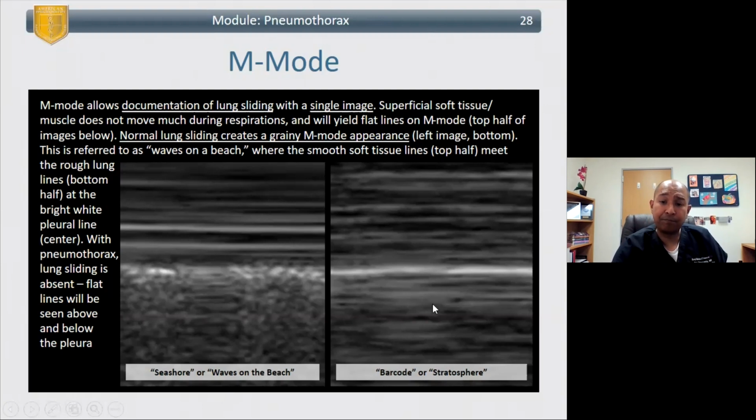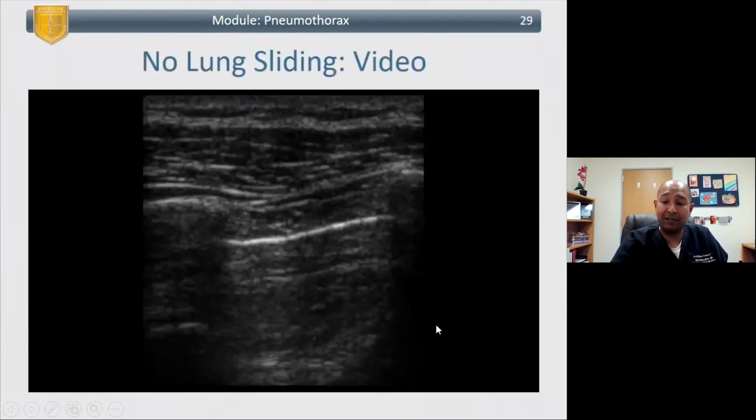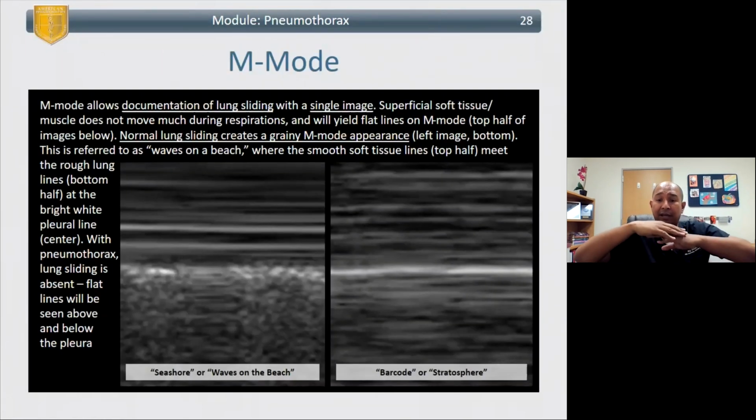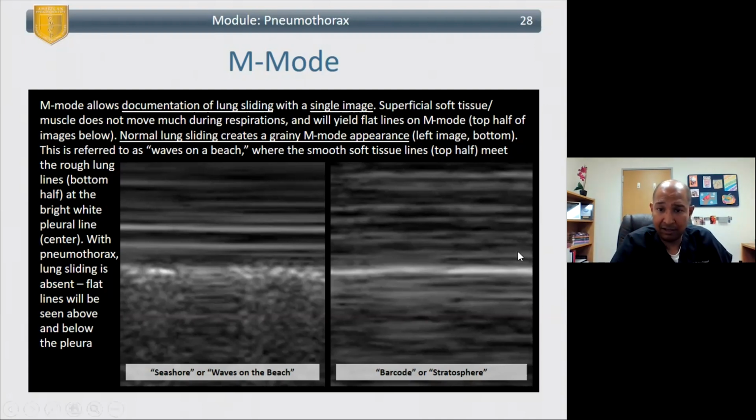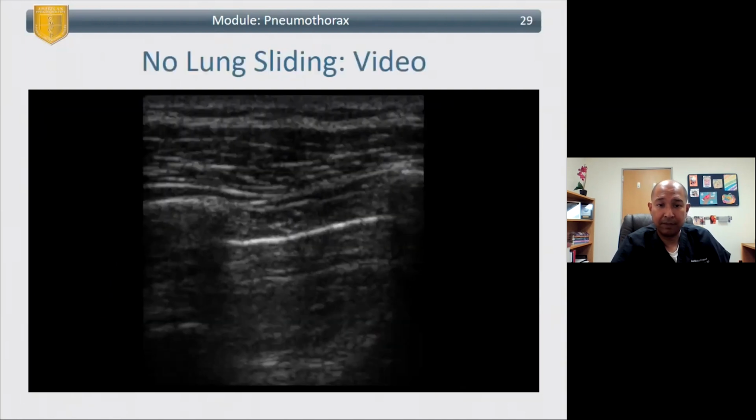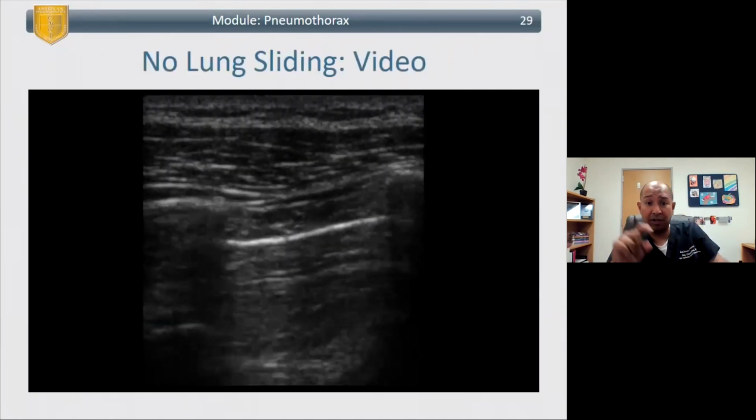Now here, where my pleura should be, what happens? That patient has a pneumothorax. So if there's a pneumothorax, that means the pleura is not what? Touching. If they're not touching, then when you're breathing, there's no lung sliding. If there's no lung sliding, then it's going to look just like the soft tissue, which is just straight lines all the way across. We call this like a barcode or a stratosphere sign. So this is no lung sliding.